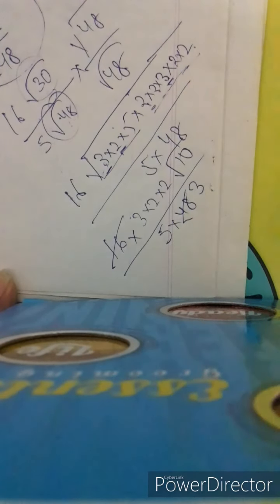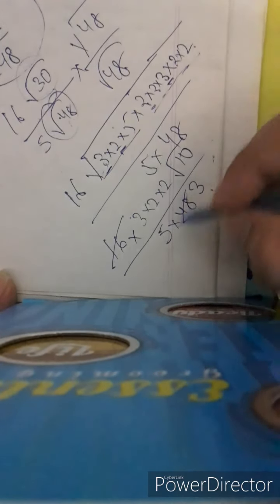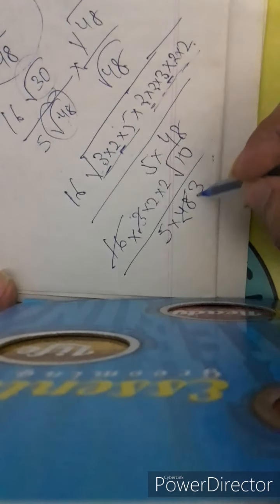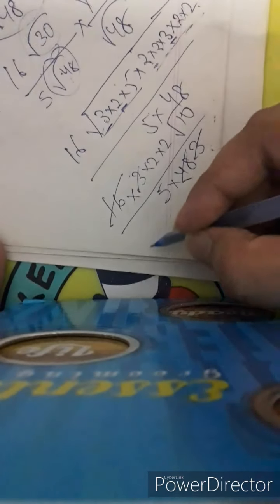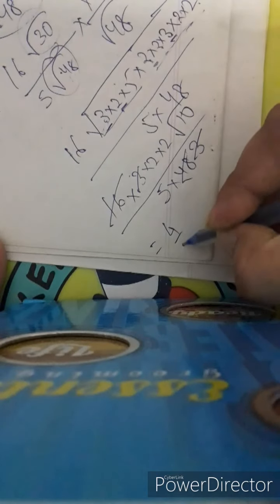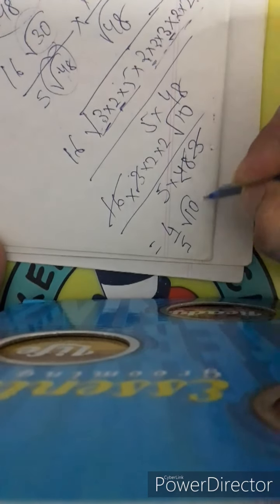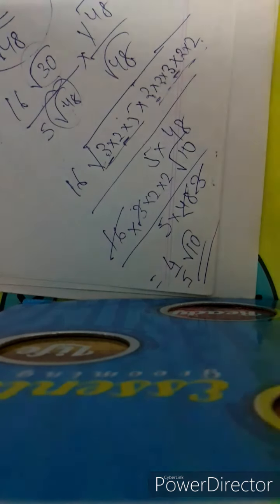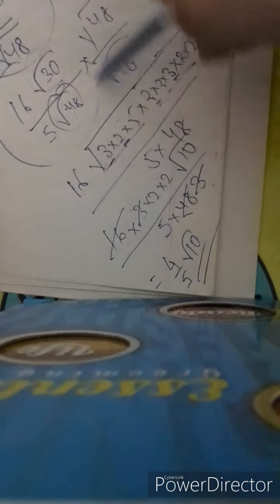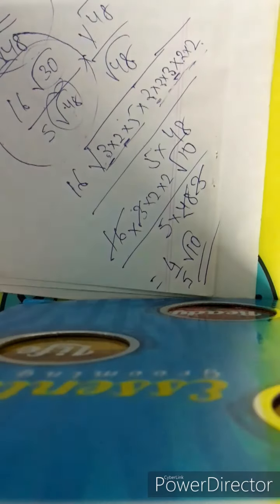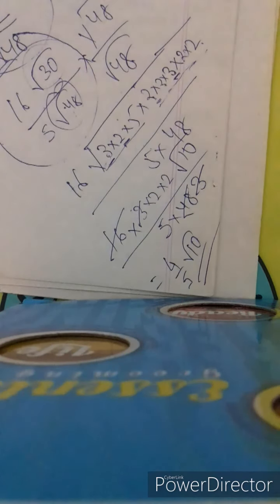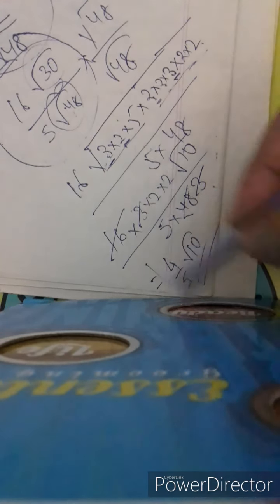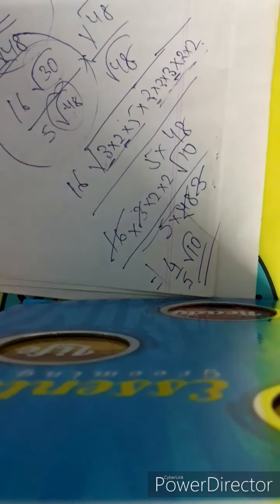Alright, 16 3s are 48 and 3 cancels out. So the answer will be 4 by 5 root 10. So this is the rationalized answer to this problem. 16 root 30 divided by 5 root 48, we get this as the answer, 4 by 5 root 10.